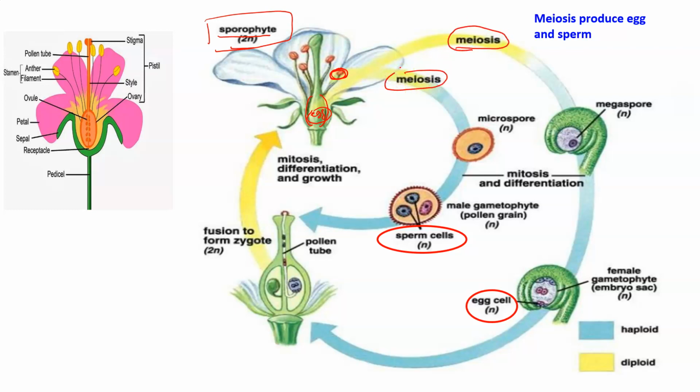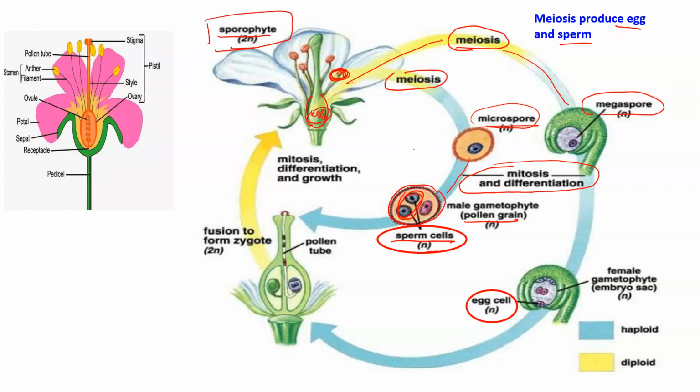As you know, the process of meiosis will produce gametes, eggs and also sperm. So in the ovary, where meiosis occurs, it will produce megaspores, and in the anther, through meiosis, it produces microspores. Then they undergo mitosis and differentiation. The microspore from the anther produces the pollen grain. In the pollen grain, it has sperm cells. So these are the two sperm cells produced.